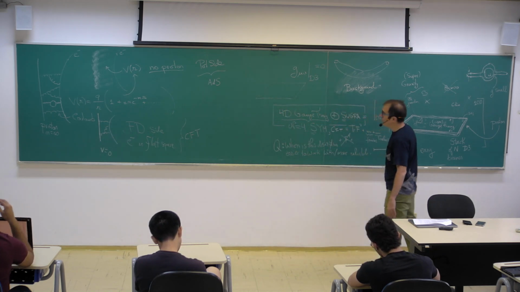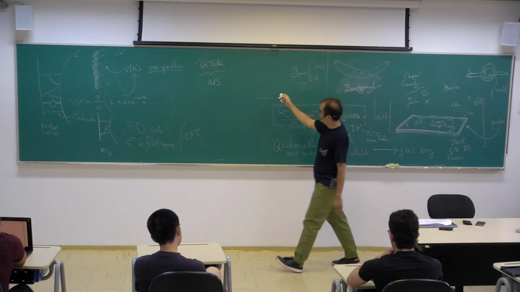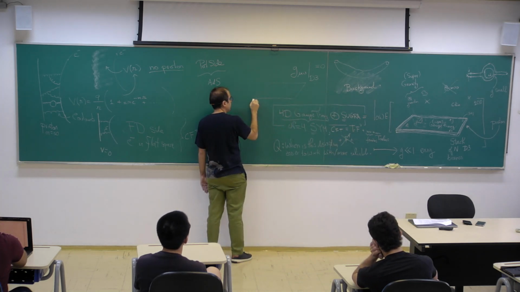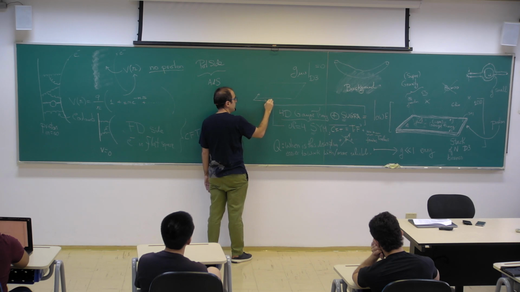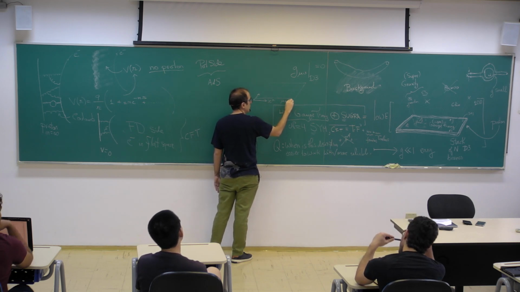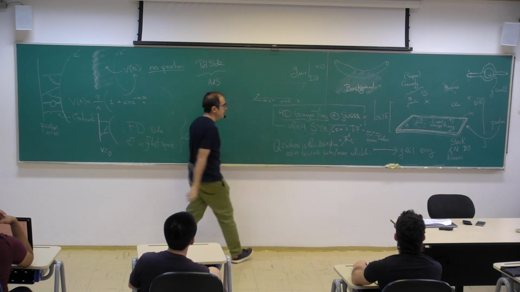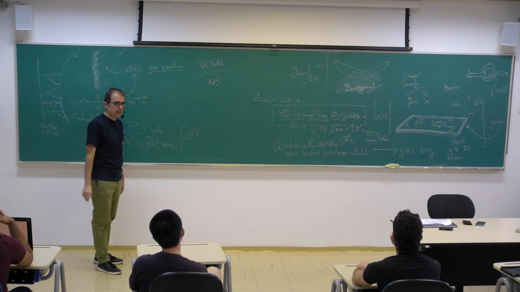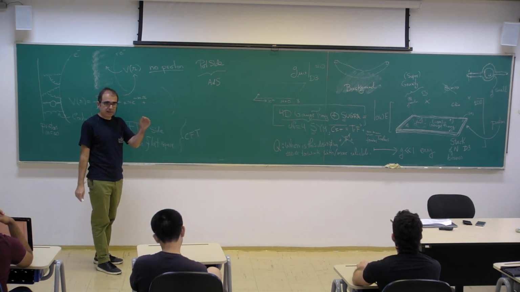Okay, so let's do it. Let's introduce some coordinates to describe this metric. So let's say that here we have some coordinates. This could be x^mu, where mu equals 0 up to 3. These are the directions inside the brane: the 3 directions of space and 1 direction of time.